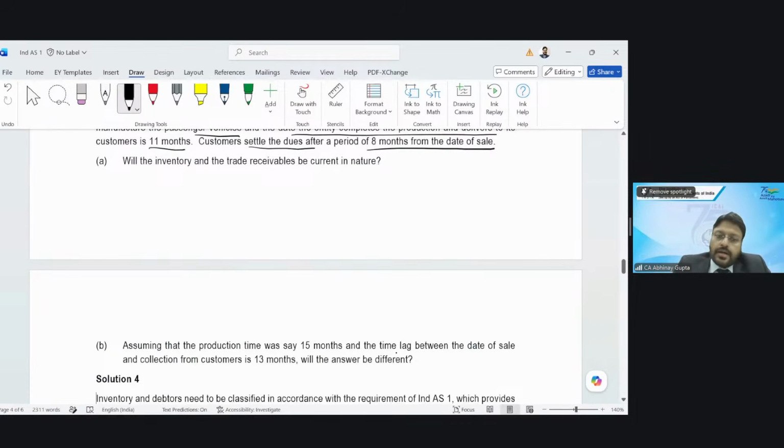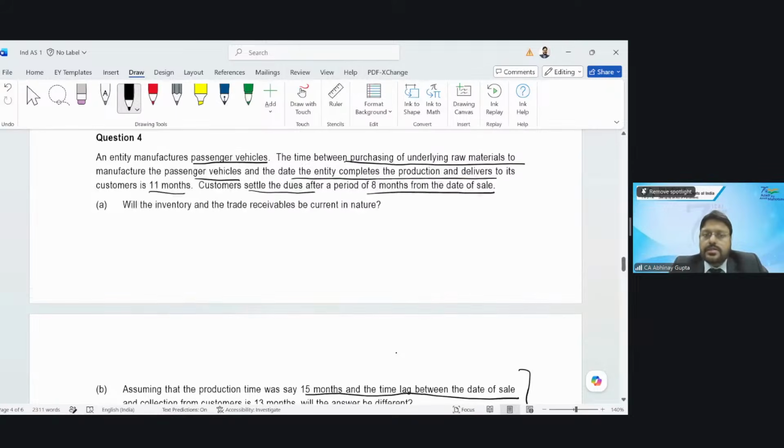Another scenario: assuming that the production time was, say, 15 months and the time lag between the date of the sale and the collection from the customer is 13 months. Will your answer be different in that case? Now, what do you think in this case?